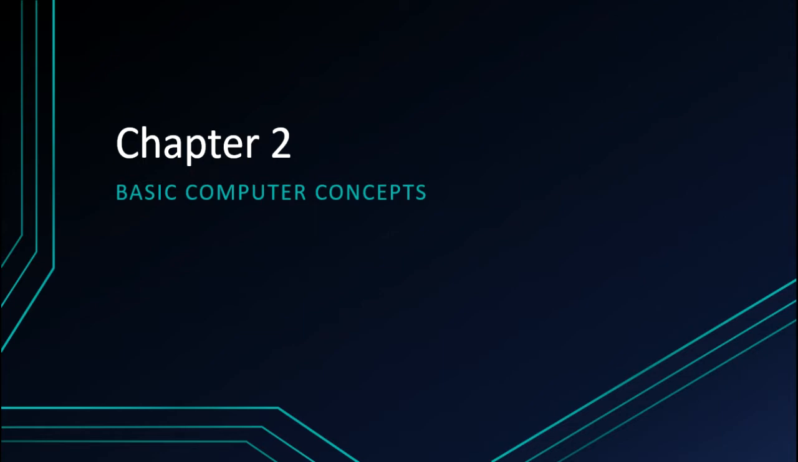Today we will discuss all about chapter 2, which is basic computer concepts. In this part of our chapter, we will discuss the definition and the functionality of computer components like internal, external, hard drives, keyboards, mouse, and many more. So we will discuss it all about hardware components.